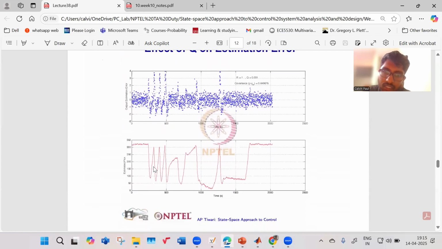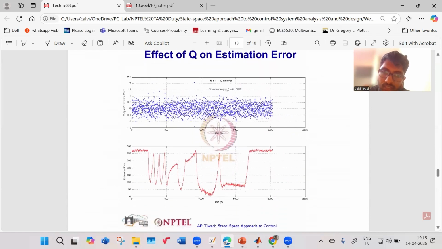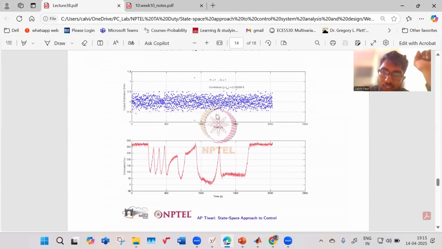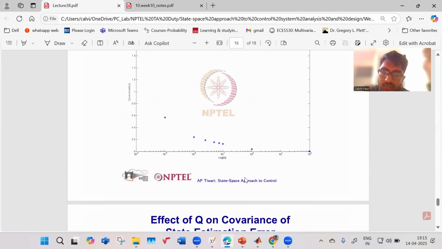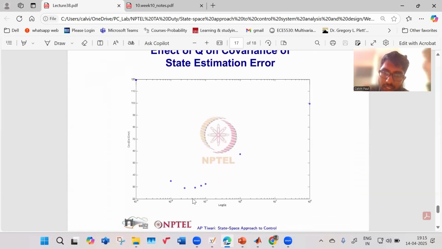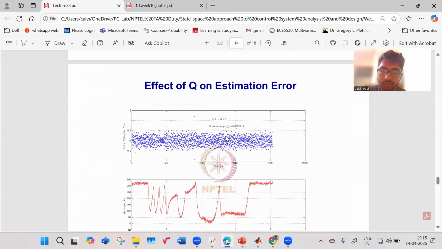Then Sir changed the value of Q and the error has reduced. At certain values of Q, the error is very uniform, like white Gaussian noise. Again, with other changes, R has been kept fixed and Q has been increased. And as we are increasing Q, you can see that the noise also is increasing. Okay, so there is a certain sweet spot at which we can get a minimum value of our covariance, which we can select. So covariance can be efficiently used for tuning of Kalman filter parameters, and Kalman filtering application is an important area. It has been demonstrated by Sir.